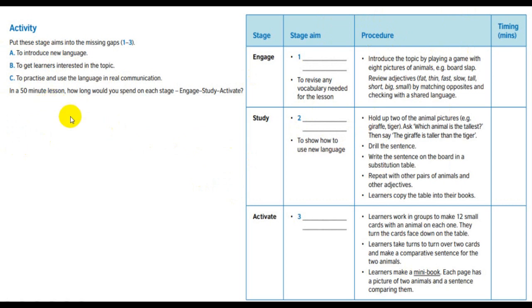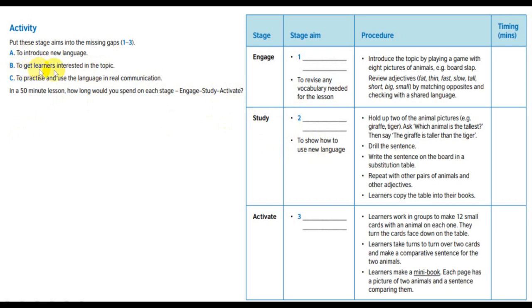But let's be logical with this. To introduce new language, here we can read that the stage aim of the study is to show how to use new language. So here maybe you can add this one, to introduce new language, because you're going to introduce new language and show how to use the new language that you're going to introduce to the students. Let's go to the B. So the A is in the second one.